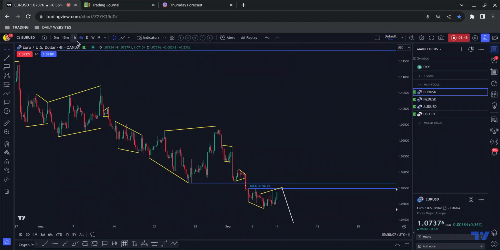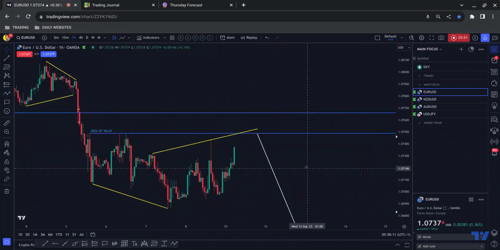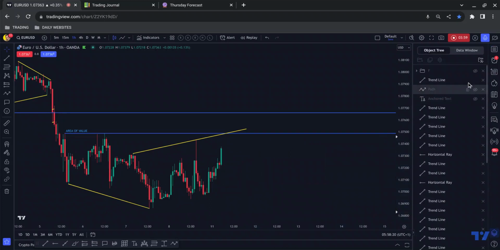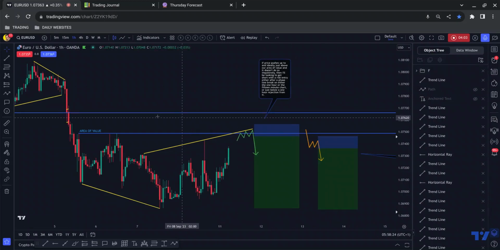So the next thing I'm looking at is the entry, and what I will be looking for here is the following. So if we tap into, in my opinion, we have this very clear sharp hook point.